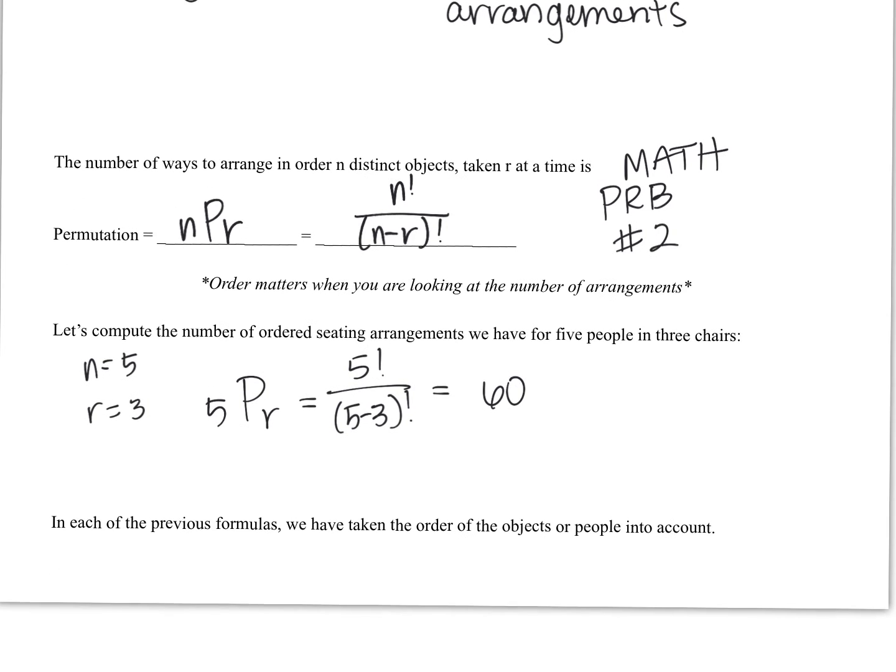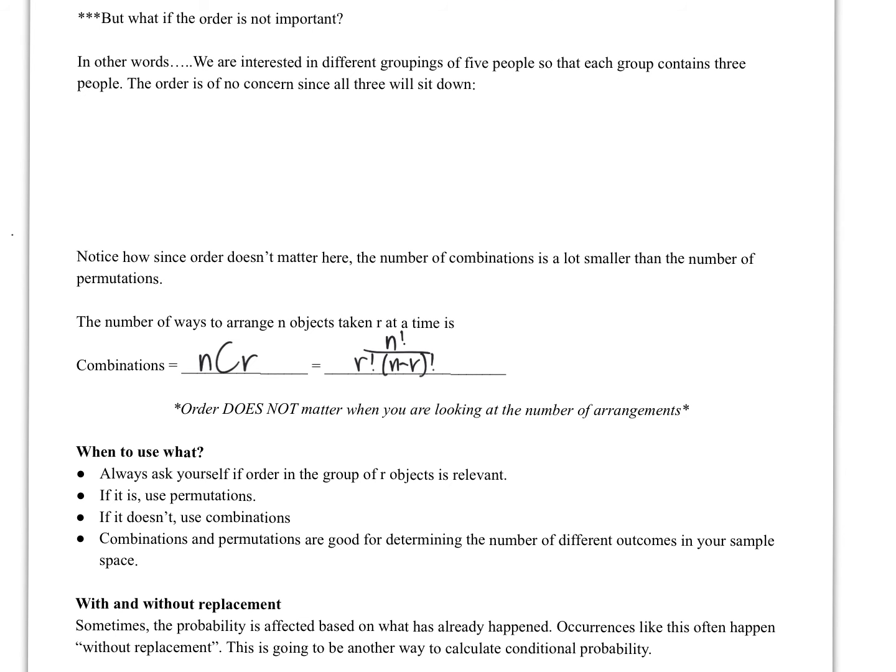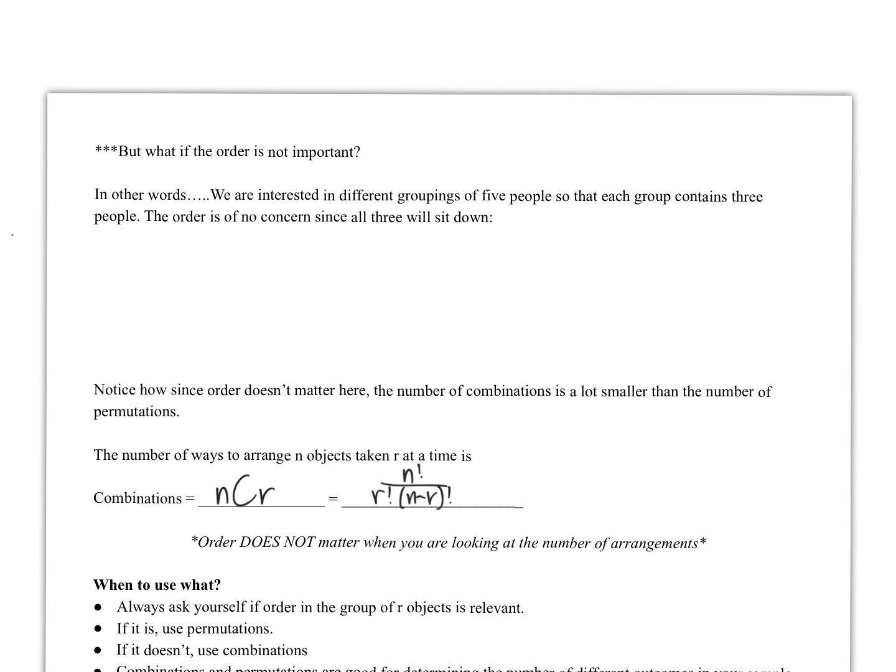Okay. So far we've talked about how the order of people matters. Basically we're looking at different groupings of 5 people, but sometimes order doesn't matter. So we just want 3 people. We were looking at different groupings of 5 people so that each group contains 3 people. It doesn't matter the order in which those people sit down. It changes.